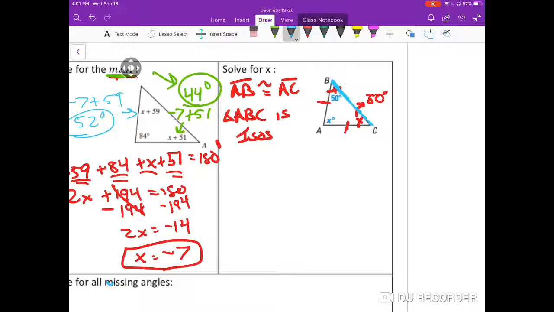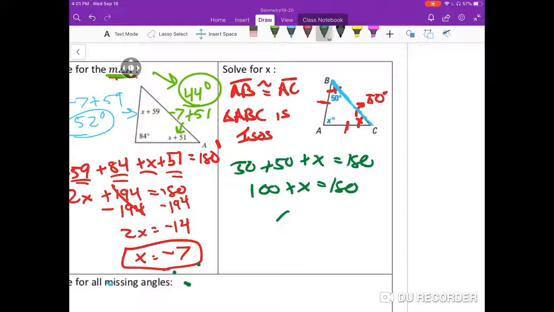All right. So now that we have three angles, we can set up our equation. 50 plus 50 plus x equals 180. So 100 plus x equals 180, and x equals 80 degrees.